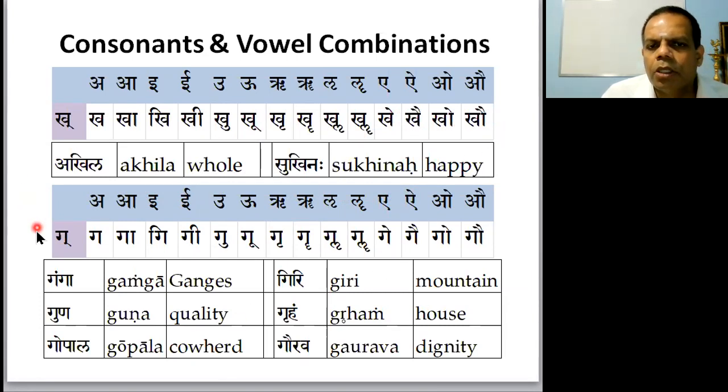Then we are going to look at the third letter in the Ka Varga, which is Ga, which is soft, mridu, the third one, without aspiration. I will go through the combinations and you can follow along.